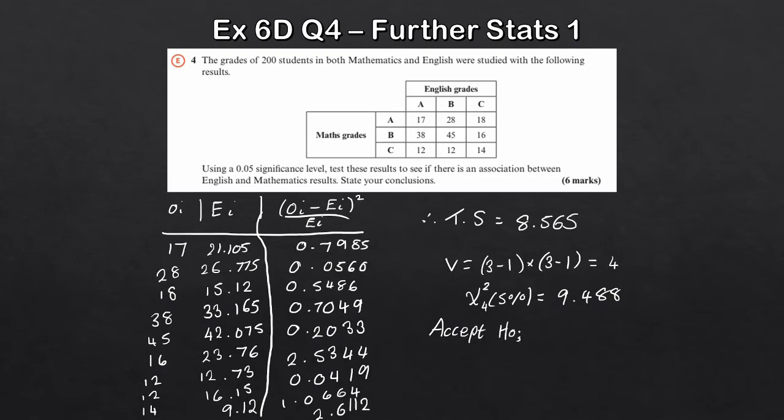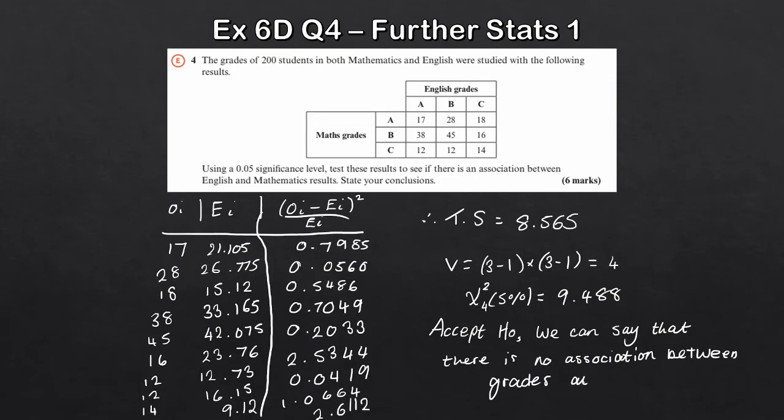Or you can also say that there's insufficient evidence to reject H0. So accept H0. Basically, we can say that there is no association between whatever we're comparing, the grades, at the 5% significance level. So there we have it. It's at the 5%, 0.05.